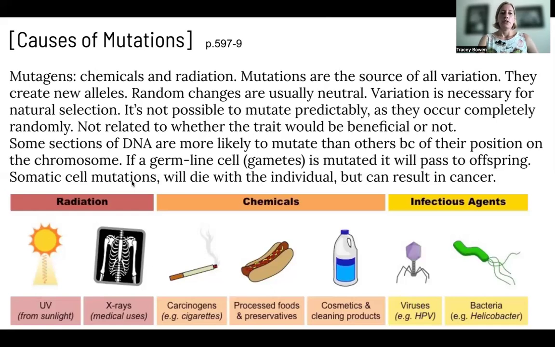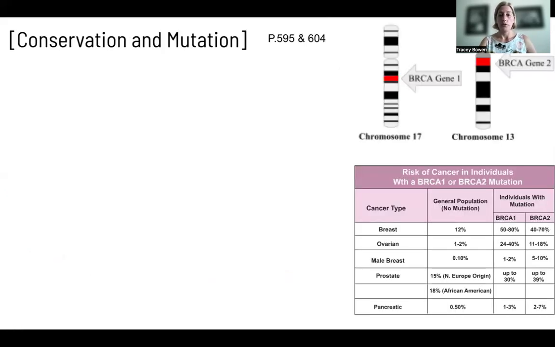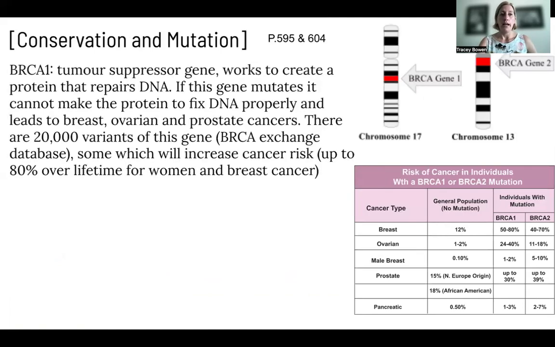So when somatic cells, those are your body cells, mutate, they're going to die with the individual. But that can result in cancer. And so if you are being exposed to X-rays or ultraviolet rays, for example, what can happen is your proto-oncogenes, which are cells in your body that prevent cancer from forming, are then mutated to become oncogenes, and then cancer will grow.